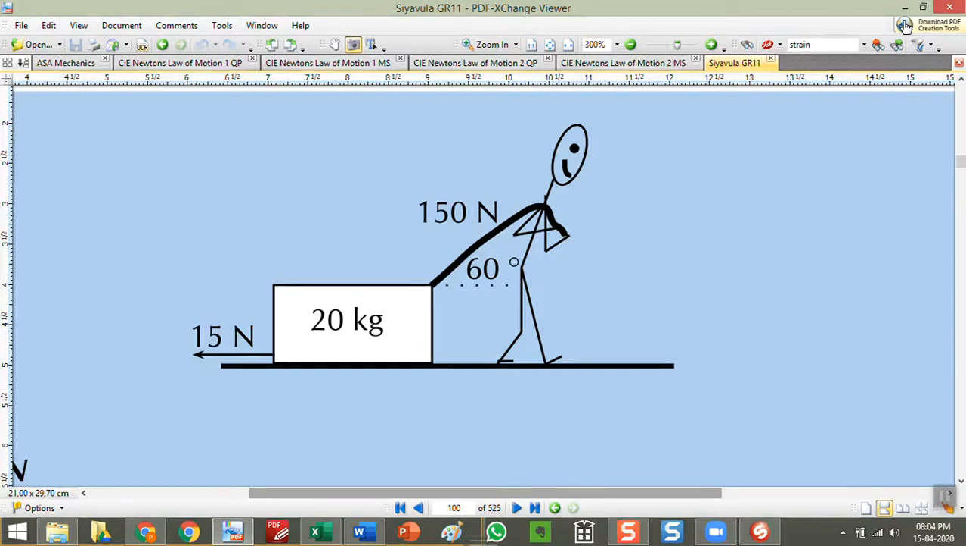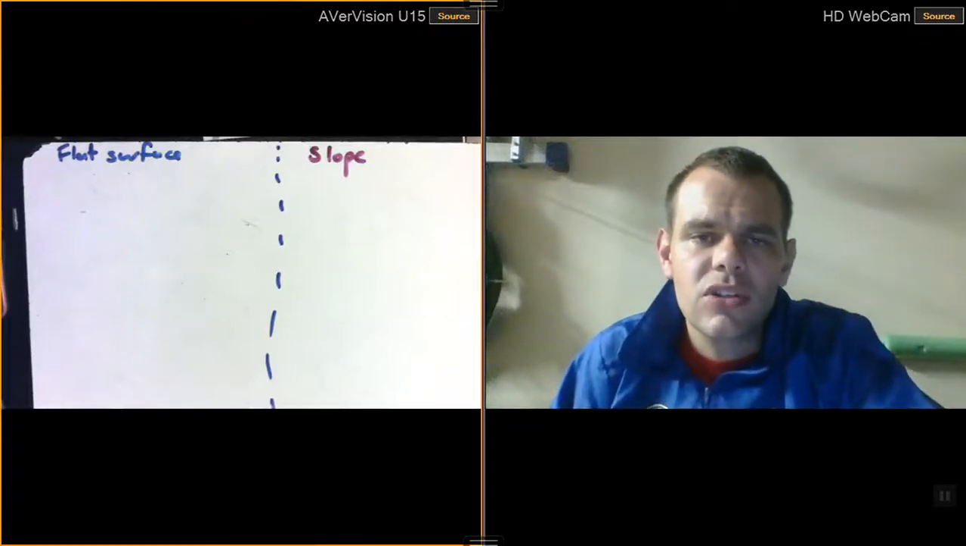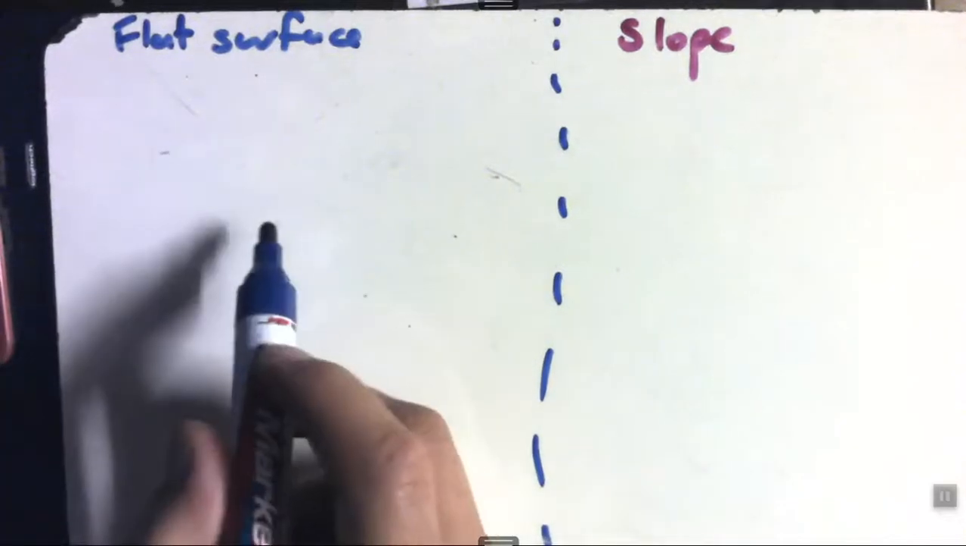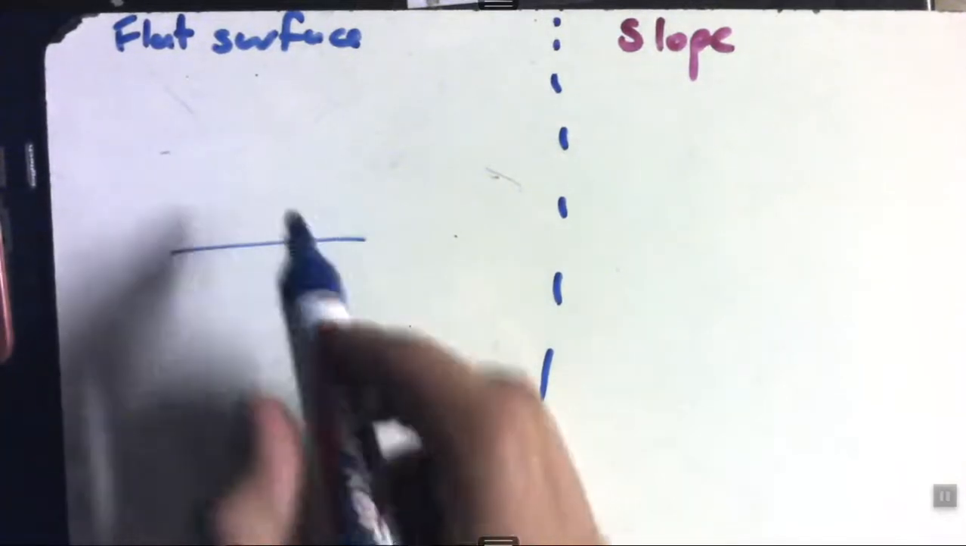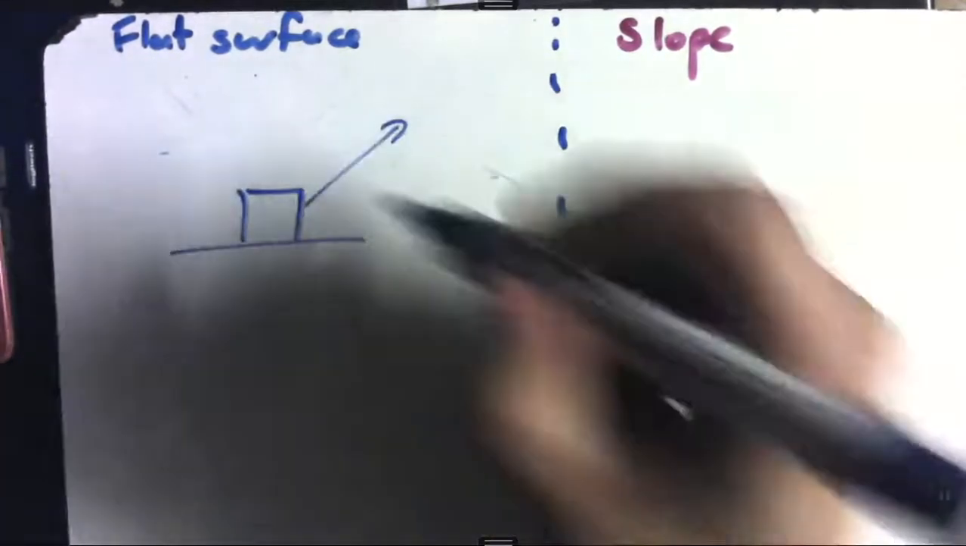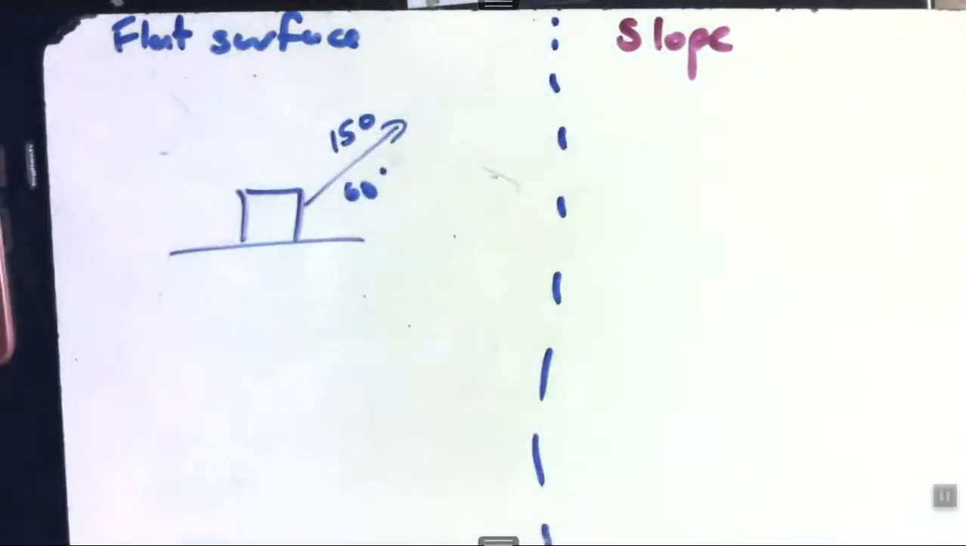object at an angle of 60 degrees with a force of 150 Newton and a frictional force of 15 Newton. Now what you do first on this question, you are going to draw a diagram. Now if we look at the diagram, we draw the object as a block, okay, and we have that force of 150 Newton at 60 degrees, okay.